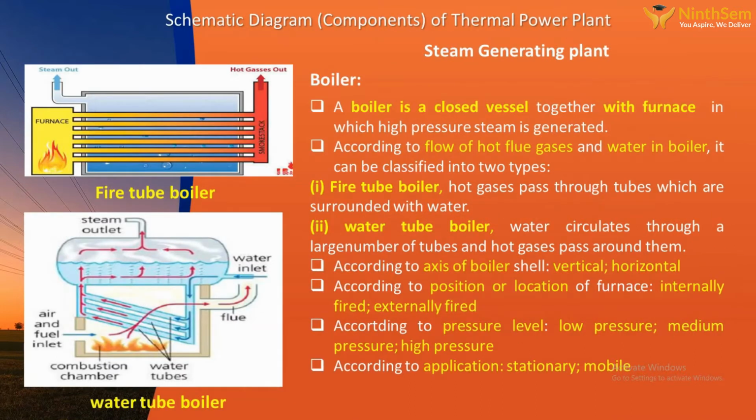The next one we discussed was the types of boilers, how the boilers are classified according to the nature of flow of flue gas and water system, that is, classified into fire tube boiler and water tube boiler. Then the classification based on the axis of the boiler, based on the position and location of the furnace, based on the pressure level of the boiler, and based on the application. So that also we have discussed.